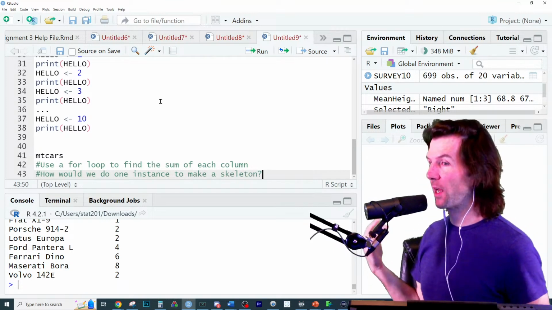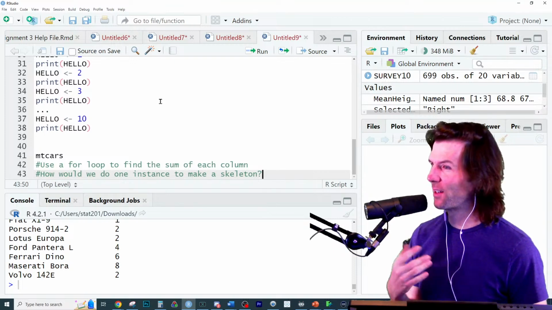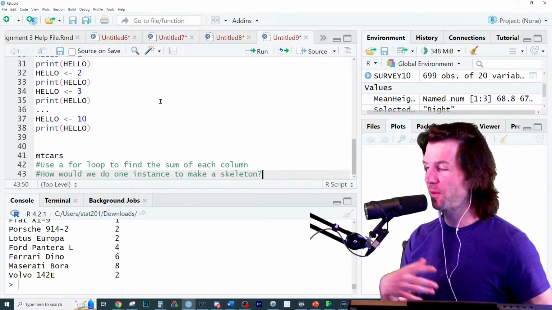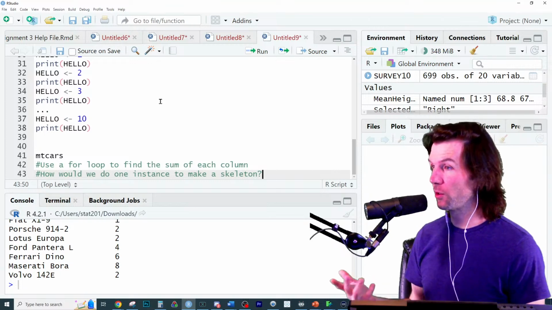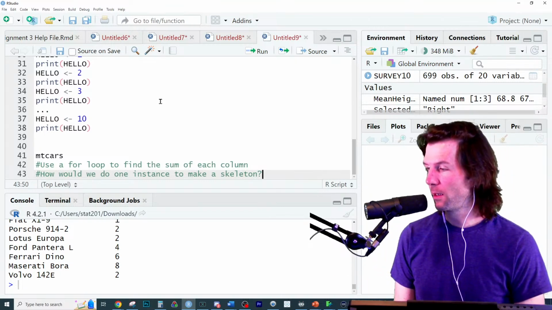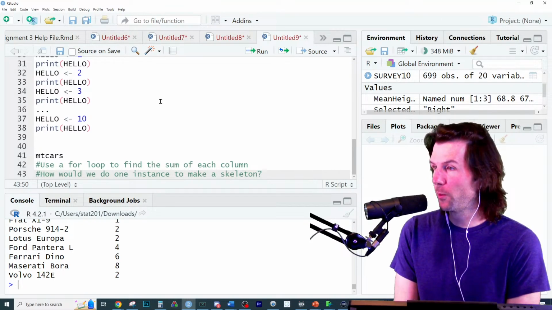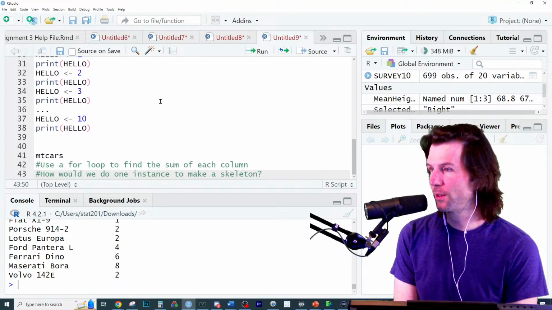Think about this. We want to find the sum of each column, of the first column, of the second, of the third, of the fourth, of the fifth, every column. We want to do this using a for loop, which there are quicker ways of doing, but it's just good practice. So if we want to do it for every column, doing one instance, how could we do it? You're on the right track.